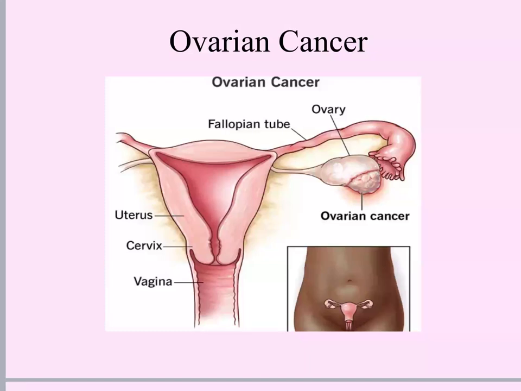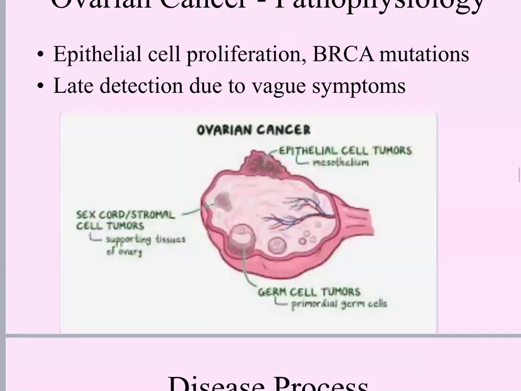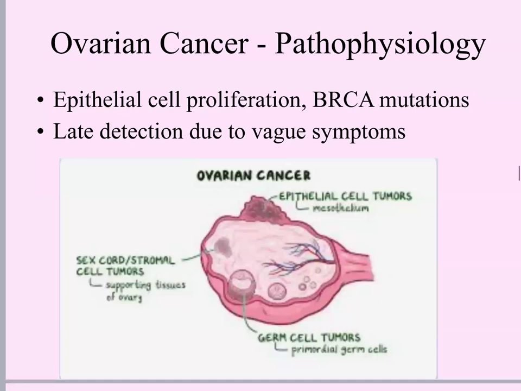Most ovarian cancers start in the epithelial cells, which is the thin layer of tissue that covers the ovaries or the lining of the fallopian tube. There are three main types of ovarian cancer, all based on where those cancer cells originate. 90% of them are epithelial, so the surface epithelium of the ovary, like I said. And unfortunately, this kind is usually detected late.